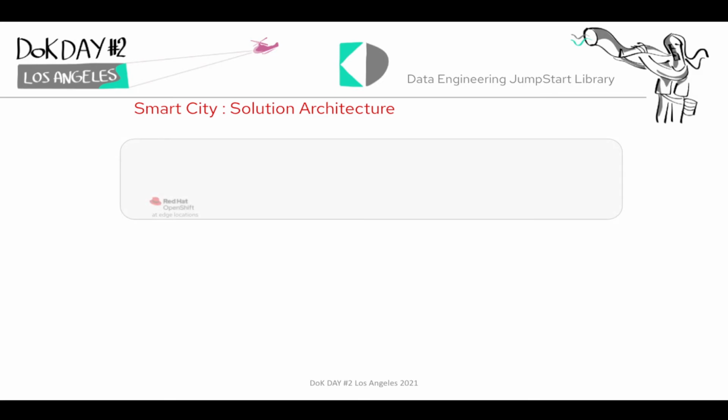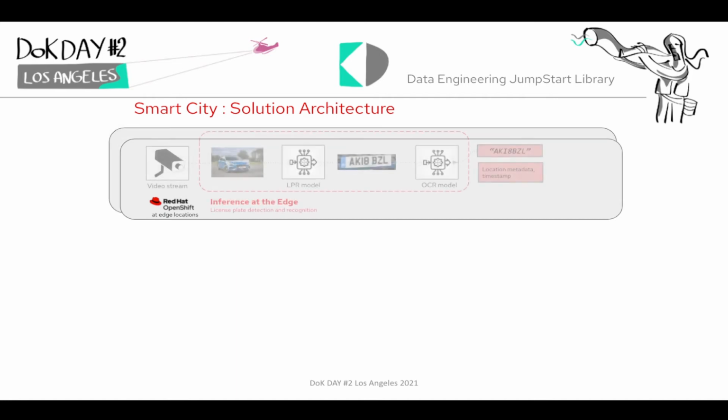Overall, it looks like this. There are multiple OpenShift or Kubernetes edge locations spread across the city of London, and we have multiple cameras looking for the cars passing by the toll stations. And here we see our first pattern, which is inference at the edge: how we can deploy a machine learning model on Kubernetes that will do inferencing at the edge to detect the license plate number and recognize it.